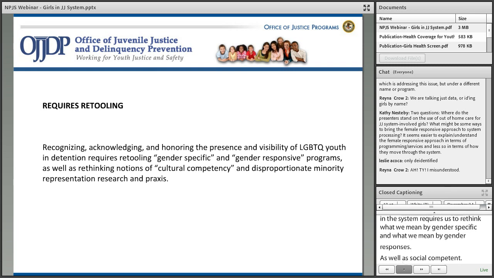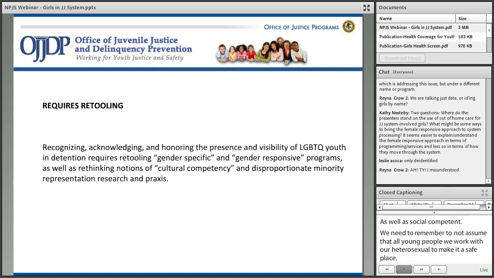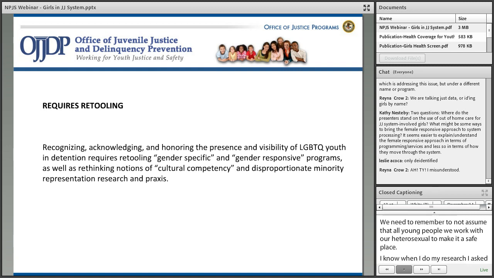I know that when I do my research, I ask in different ways, are you straight or queer or lesbian, or how do you identify? And by making it safe for them to say, I'm bi, that sends a message that they're speaking to someone who is a safe person to speak to.